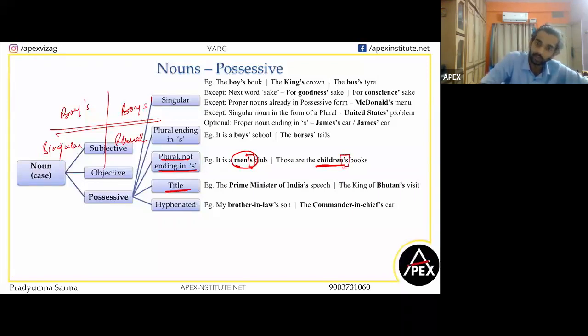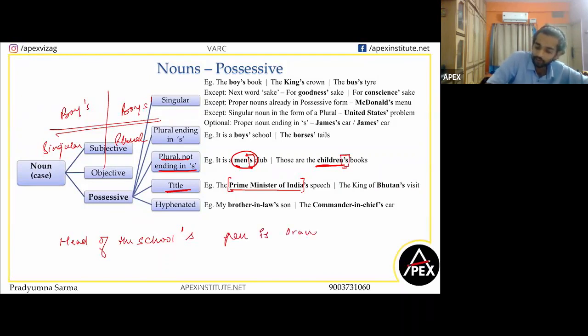Next thing is a title. Title means, for example, the Prime Minister of India, the Chief Minister of Andhra Pradesh. Such things are titles. So for titles, the possession will come as an apostrophe only after the entire title is over. For example, if I have something like the head of the school, over here my possessive noun will be head of the school's. So let us say head of the school's pen is orange.